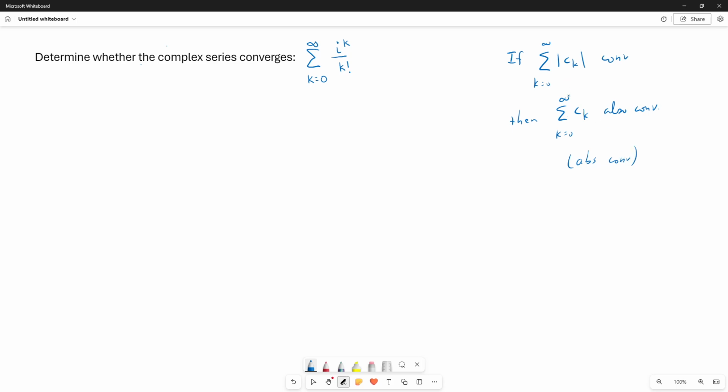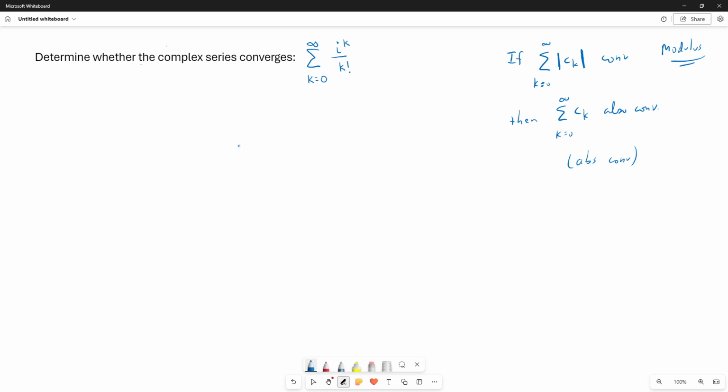It looks just like the real case of absolute convergence, the difference being that the absolute value bars, when we're dealing with complex numbers, mean modulus instead of absolute value. It agrees with the absolute value in the case that the complex number is purely real. If c_k is a real number, then the modulus is the same as the absolute value.